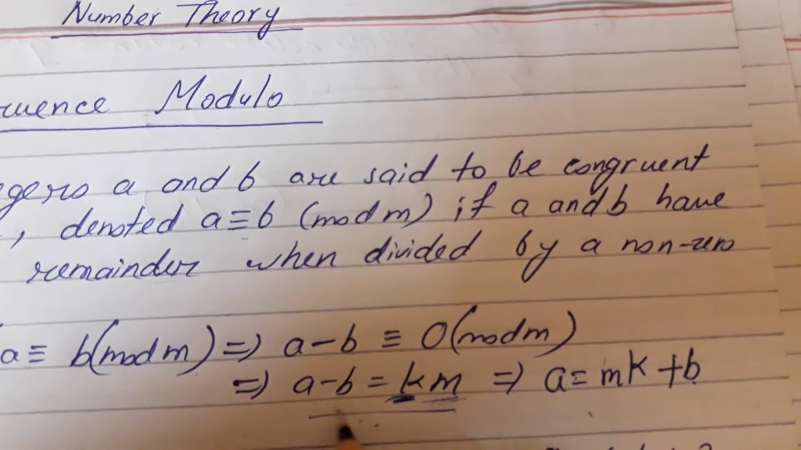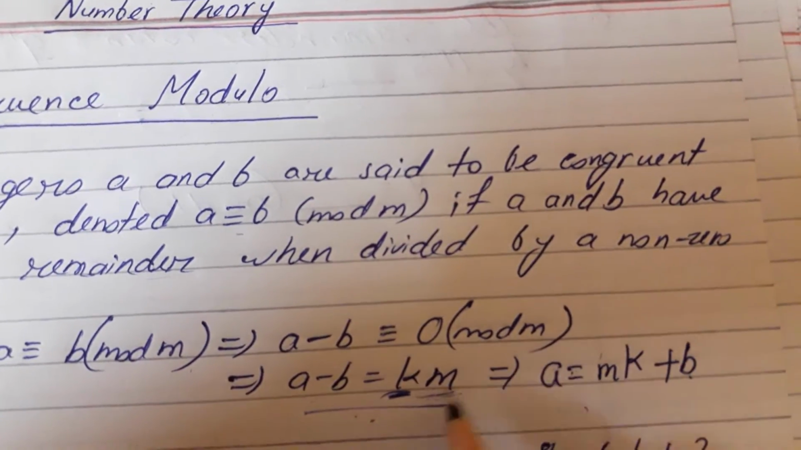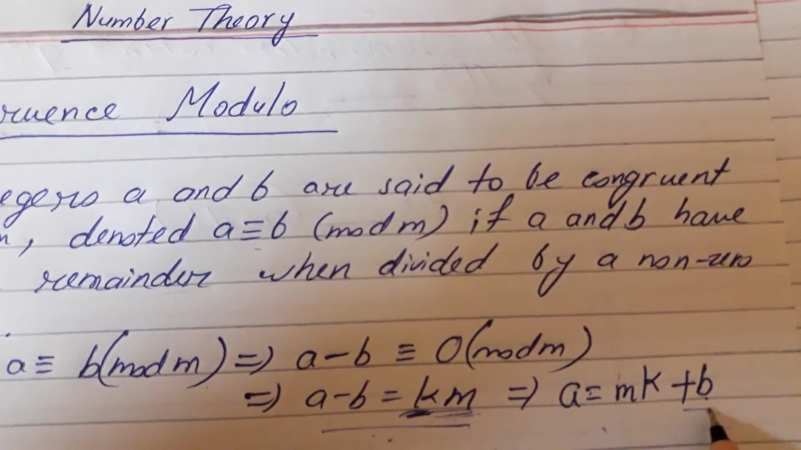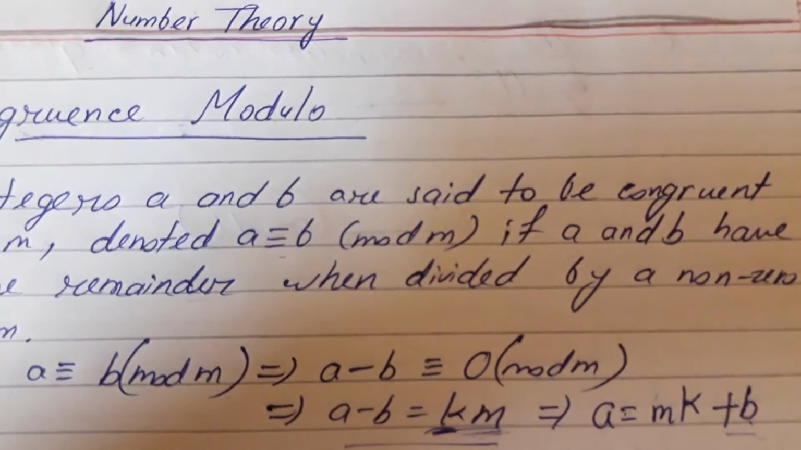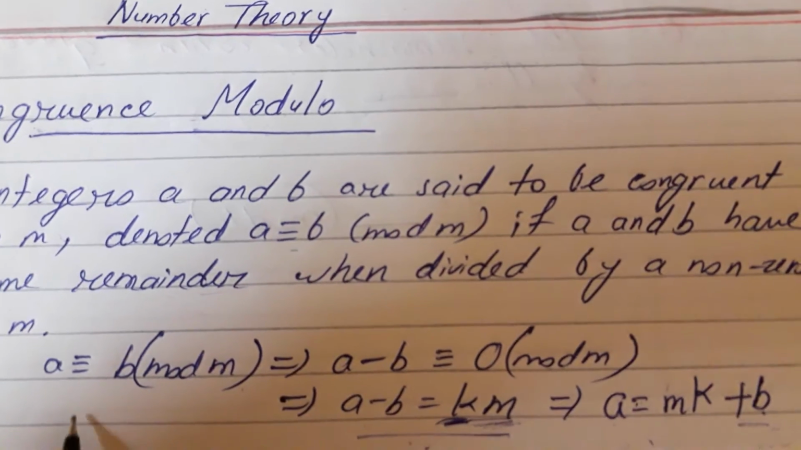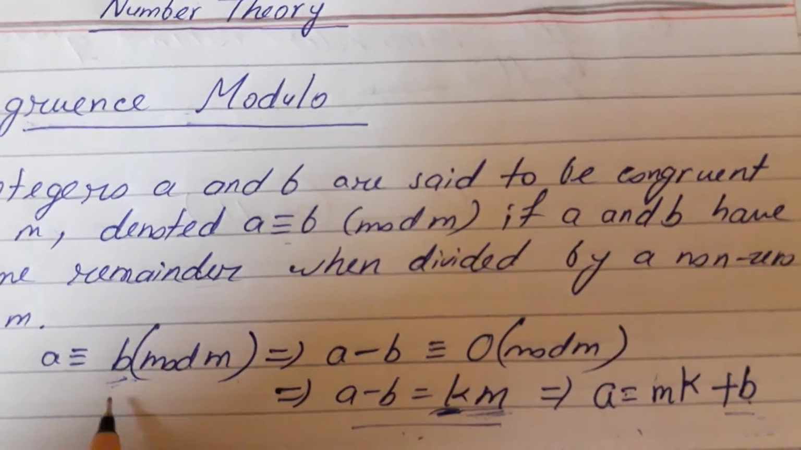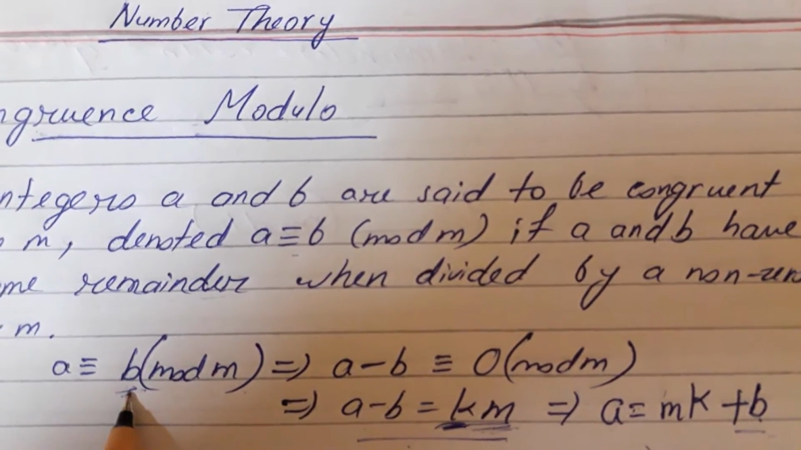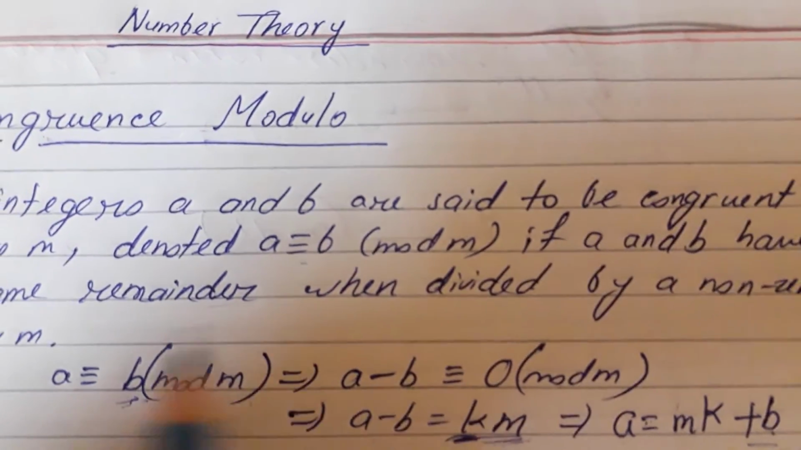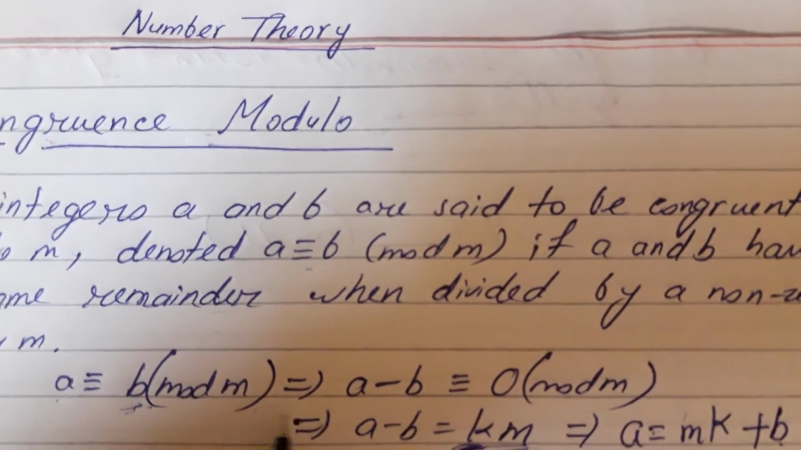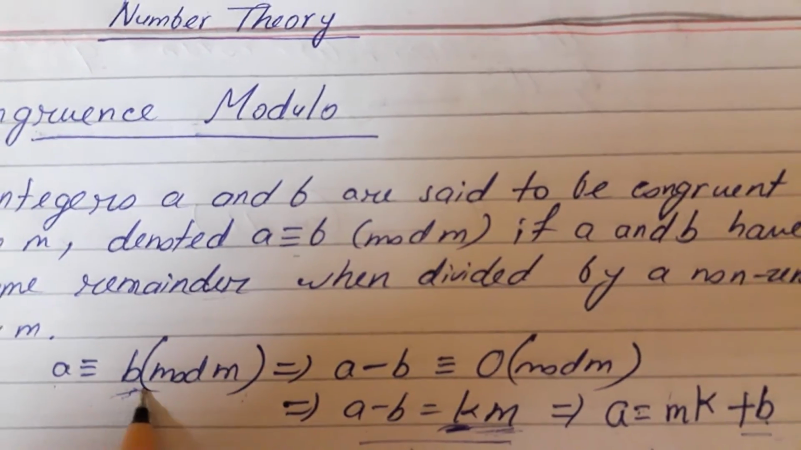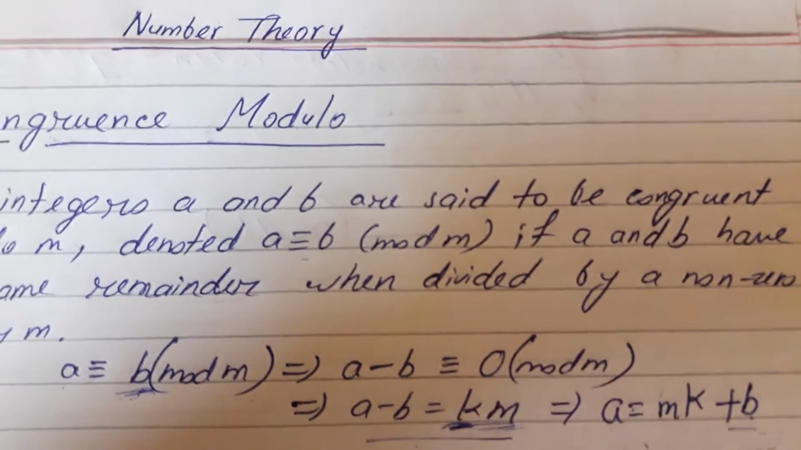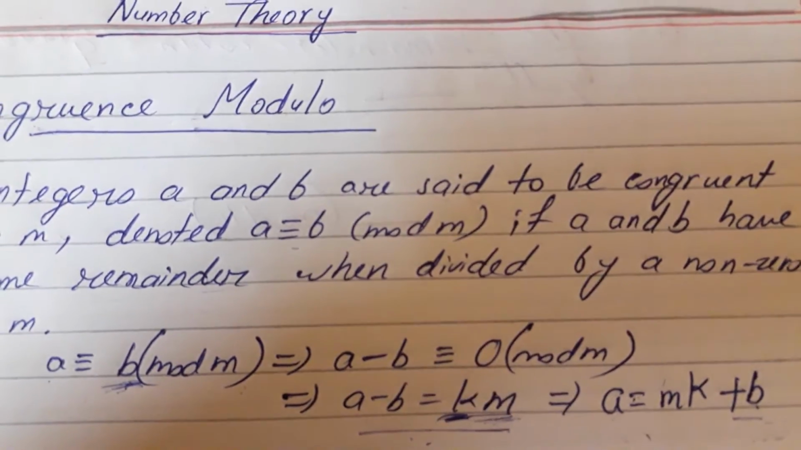That's why I have written it this way, a − b = km, where m is the divisor and k is obviously any quotient, and b will be the remainder if b is less than both a and m. Then b will be your remainder. So you should learn this properly.